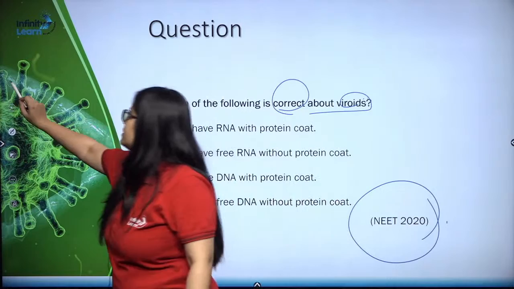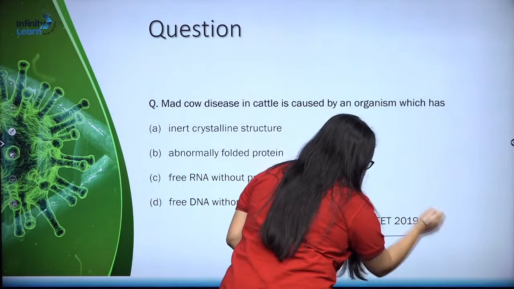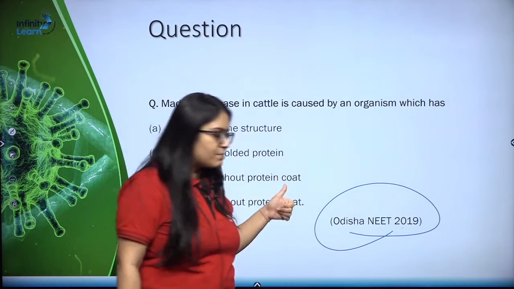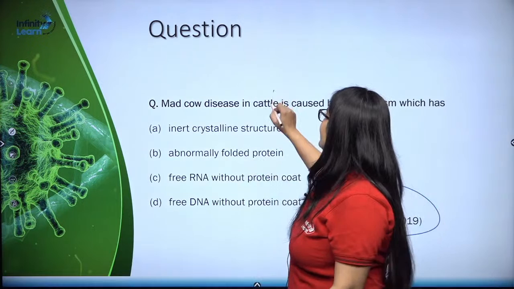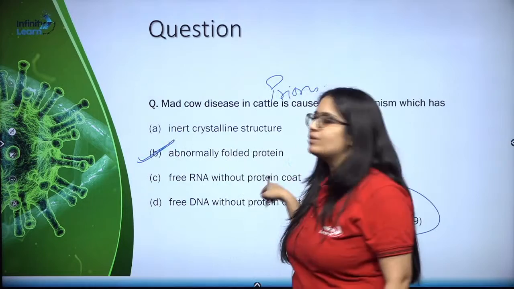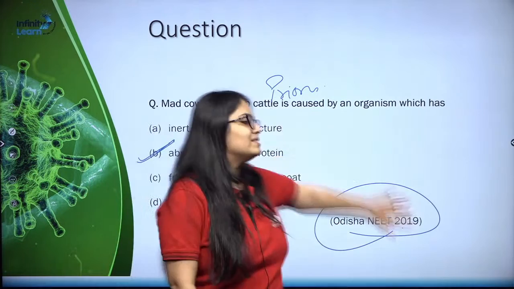Let's see the next question. Mad cow disease in cattle is caused by an organism which has... This question was asked in Odisha NEET 2019. First of all, what type of organism is this and what are its characteristics? The question is not about the name of the organism, but about the characteristics. Yes, absolutely. It is prions, and prions are abnormally folded proteins which are infectious in nature. They cause mad cow disease. Is this clear, everyone? Good. Next question.